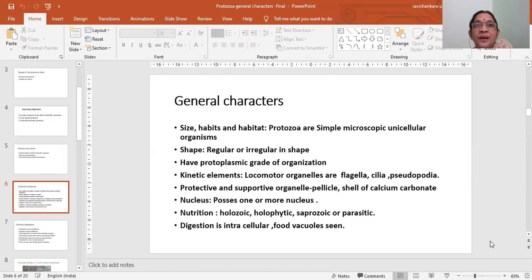They originate from granules called blepharoblast granules inside the cell, and they extend outside the cell as a long whip-like structure, even extending beyond the size of the protozoan cell itself. Now, cilia are minute hair-like structures encircling the cells of the protozoa, and they cause movement by beating action. And pseudopodia are actually false feet.